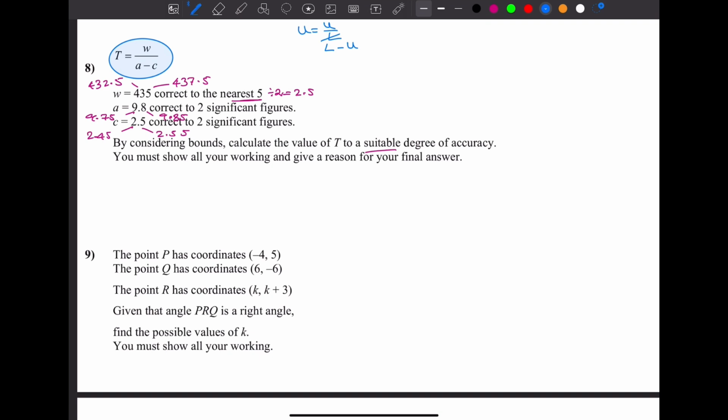All right, so let's do this one. What is the t, and we want an upper bound for the t. You want an upper bound for t. So the upper bound of w, which is 437.5, divided by lower take away upper. You want a lower take away upper. What is the lower of a? Lower of a is 9.75, take away the upper, 2.55.